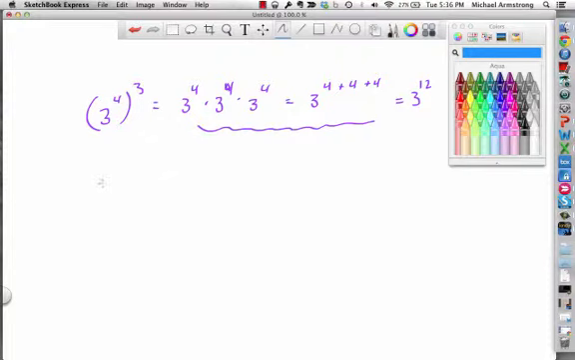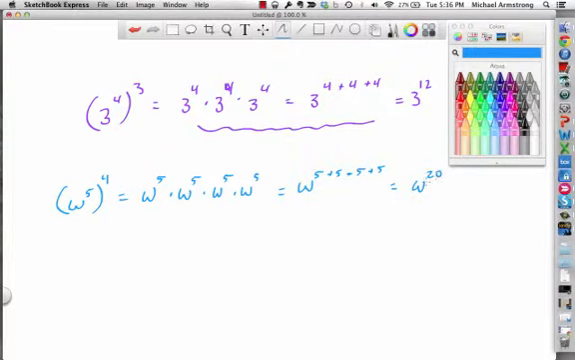They've got w to the 5th all to the 4th power. So that's the same as w to the 5th times w to the 5th 4 times, which is the same as w to the 5 plus 5 plus 5 plus 5, which is the same thing as w to the 20th.